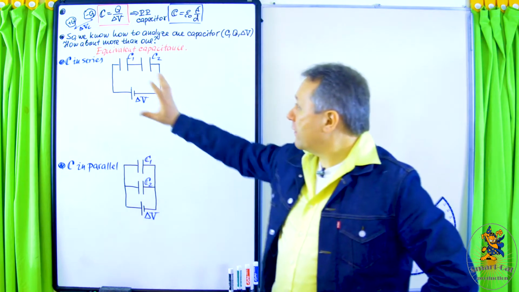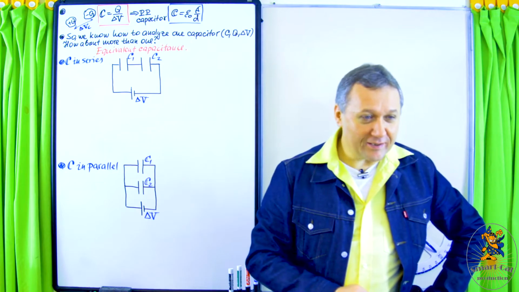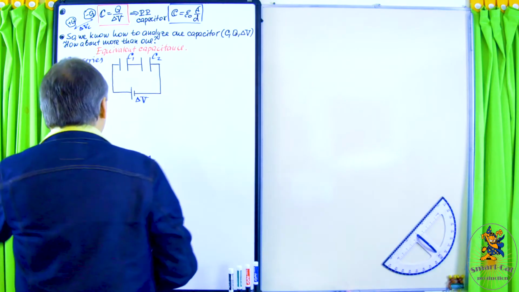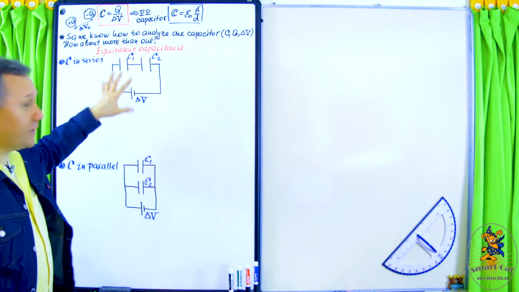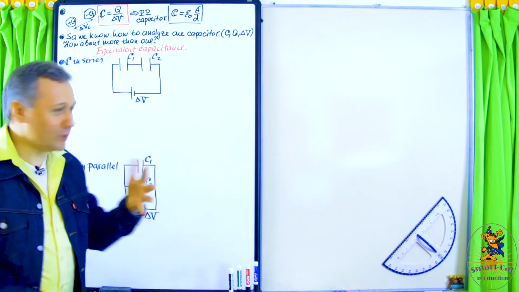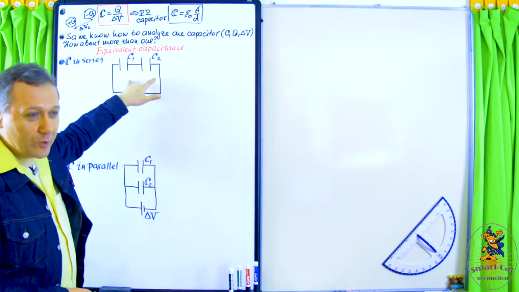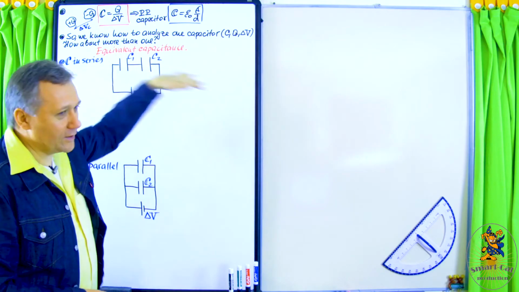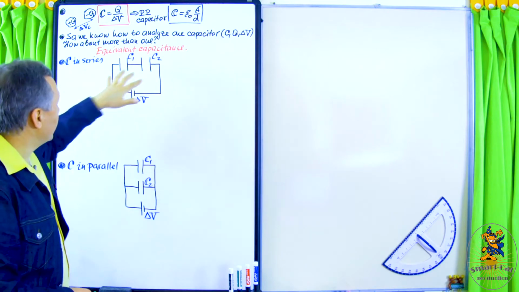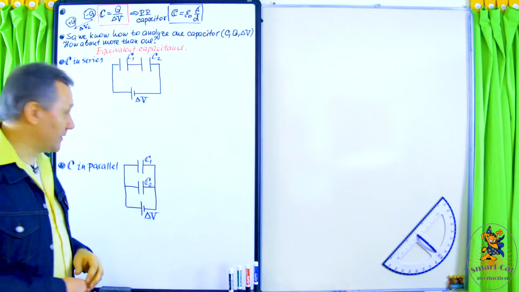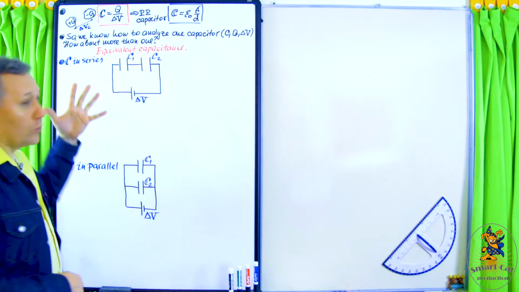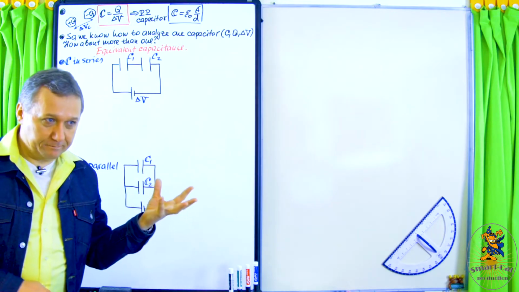So let's start first with capacitors connected in series. I drew it in advance, right? So this is the situation, and of course I used the simplest possible situation when we have only two capacitors. Of course you can have 3, 4, or 100 capacitors connected like this. And this is the case when they're connected in series. All right.